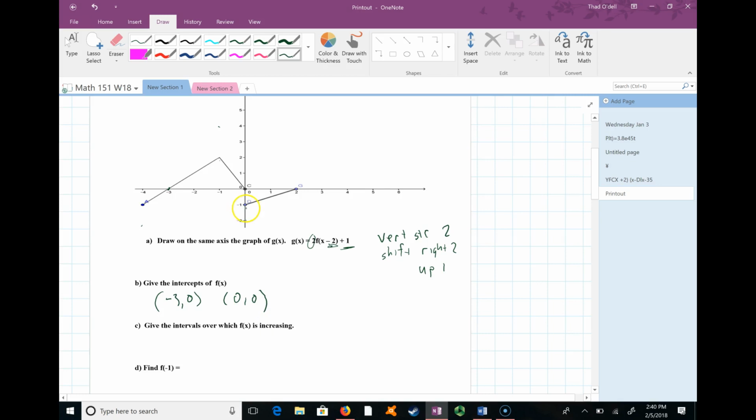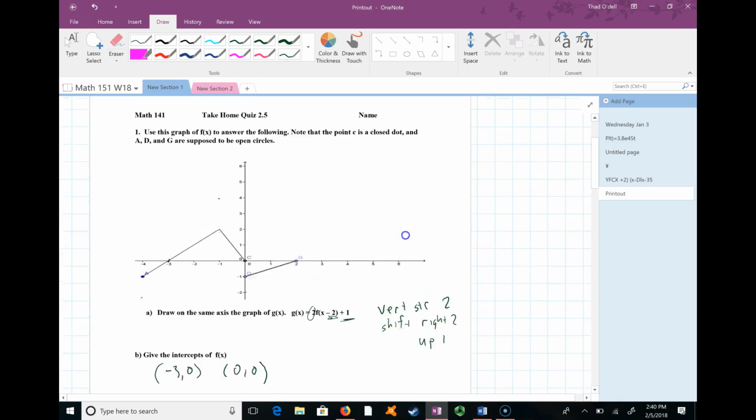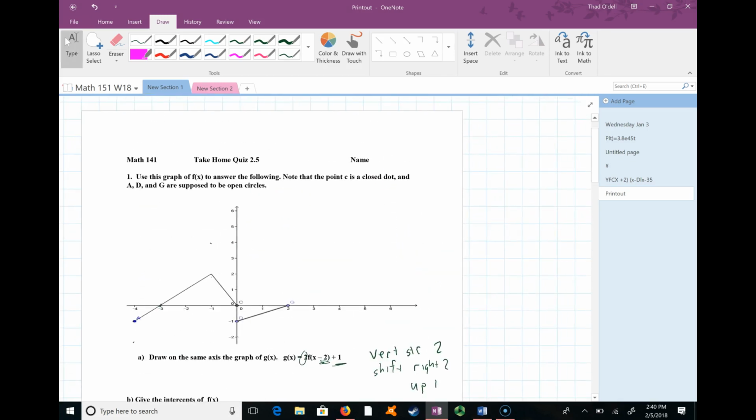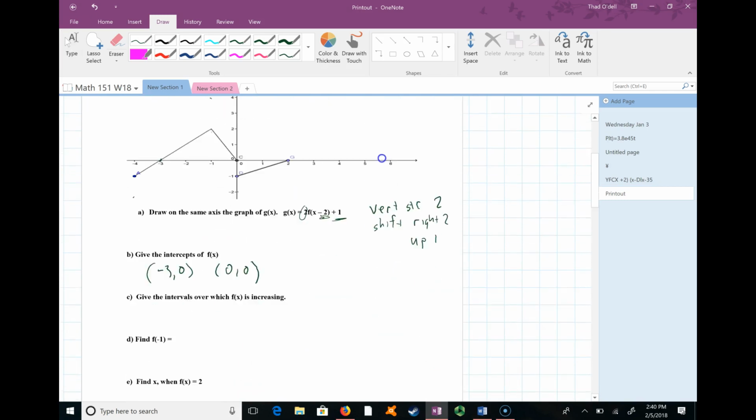These are on the x-axis, but they don't count because, as it says up here, A, D, and G are open circles. So an open circle can't be an x-intercept. So those would be my only intercepts. 2 x-intercepts, 1 y-intercept. This is an x and a y and the same thing.